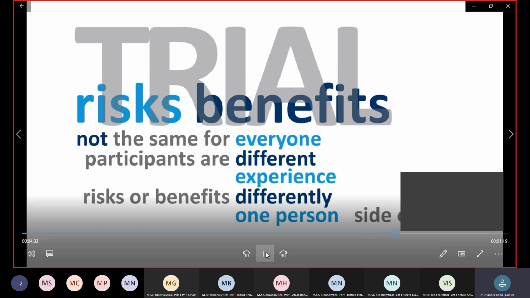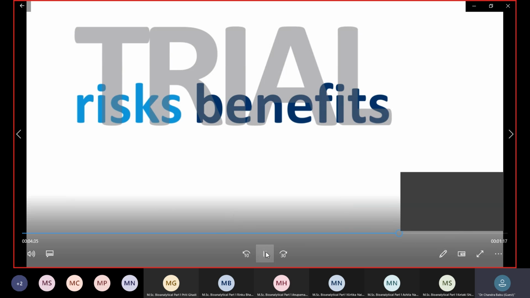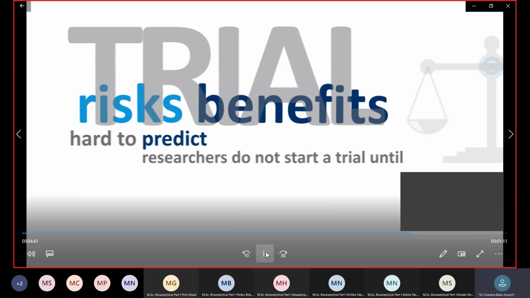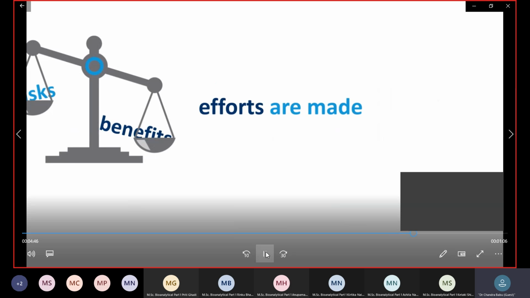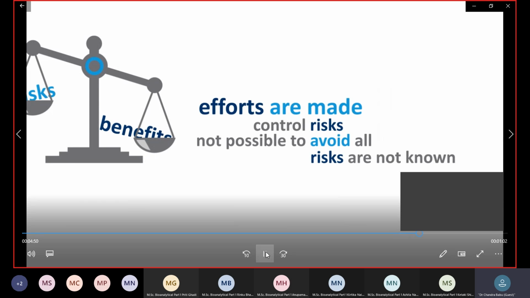One person may have a certain side effect, while the next person may not. The risks and benefits of a trial are hard to predict. Generally, researchers do not start a trial until they are hopeful the potential benefits outweigh potential risks. Even though efforts are made to control risks, it is not possible to avoid all because the risks of the investigational medicine are not known.